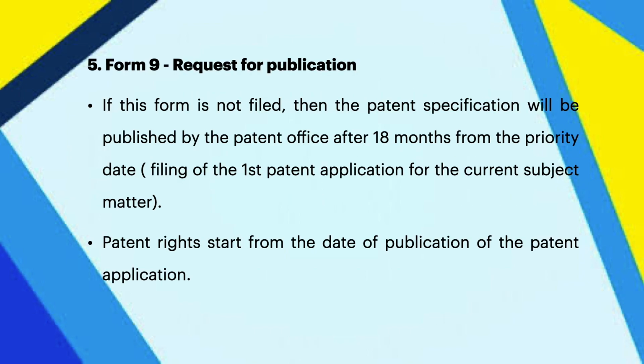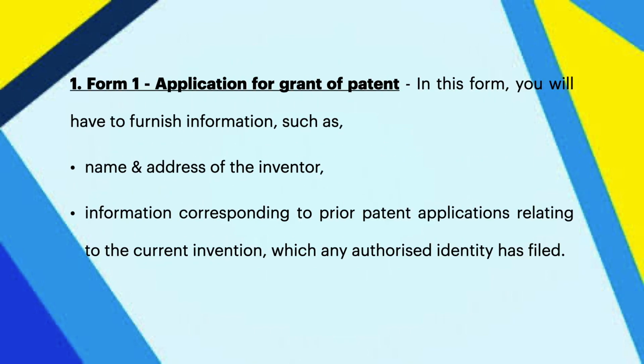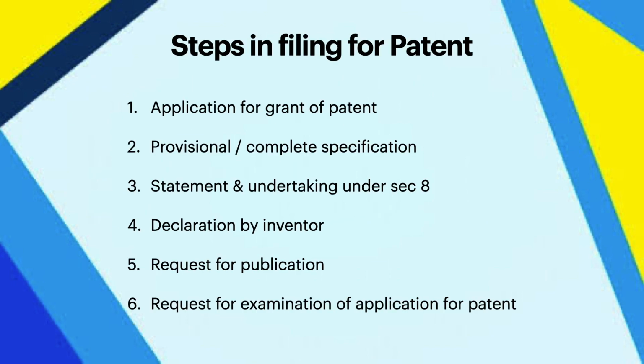So today we have completed 6 different steps in order to file a patent. First is the application for grant of patent. Second, provisional or complete specification. Third, statement and undertaking. Fourth, declaration by inventor. Fifth, request for publication. And number 6, request for examination of application for patent.